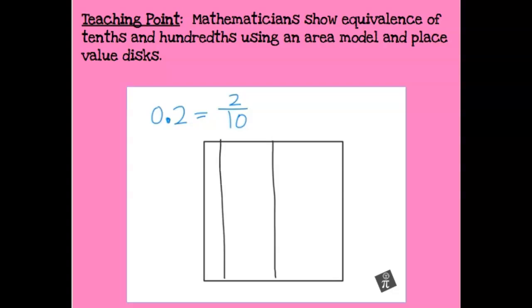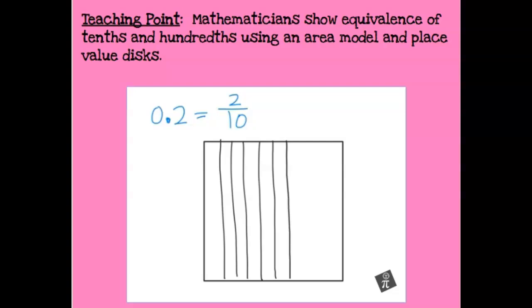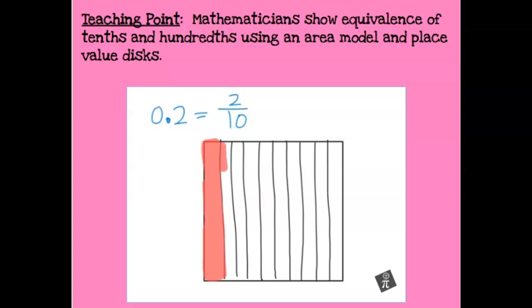1, 2, 3, 4, 5. Holy moly, those don't look equal at all. But that's okay. We're estimating here. 1, 2, 3, 4, 5. So there's my 10 strips. And when we want to model 2 tenths, well, that's easy. We're just going to take our coloring pen and we are going to shade in 2 of those strips. So there we go, 1 strip, and here's our second strip. And so I've just modeled 2 tenths.